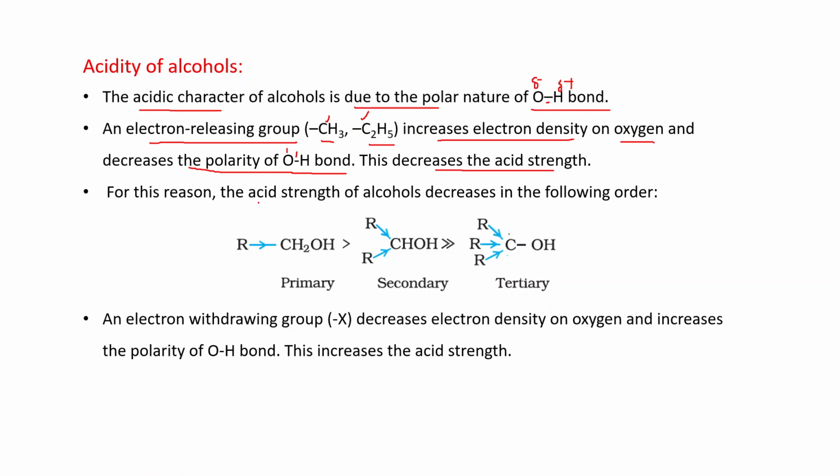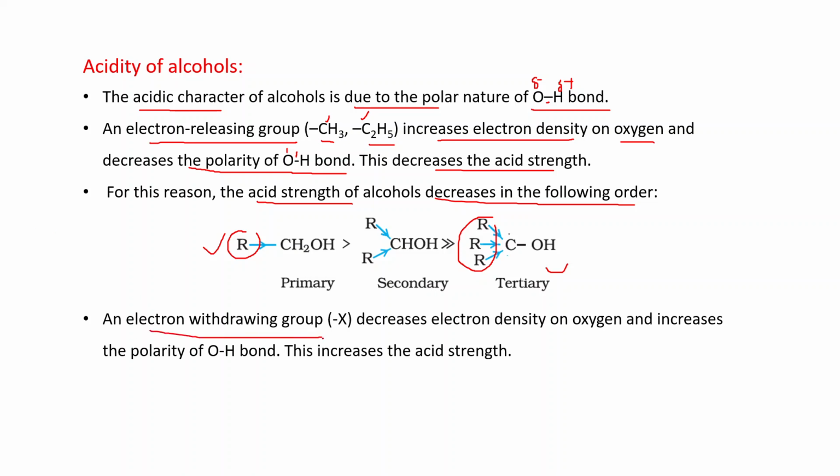For this reason, the acid strength of alcohols decreases in the following order. Primary alcohols, which have only one alkyl group, are most acidic, and tertiary alcohols, which have three alkyl groups, are least acidic. Is it clear? This is the decreasing order of acidic strength of alcohols. Primary alcohols are most acidic, secondary are less, and tertiary are least acidic. The reason is the plus I effect of alkyl groups.